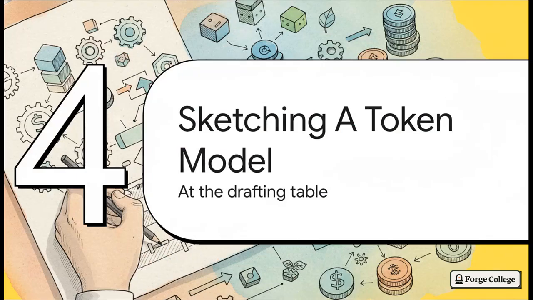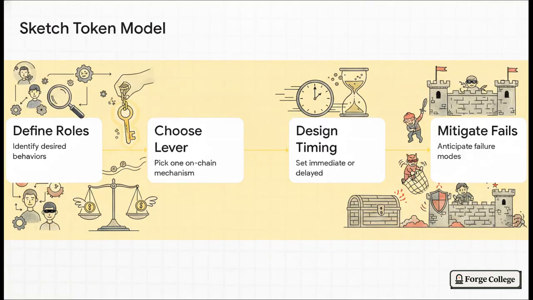Section 4. Sketching a token model. All right, it's your turn at the drafting table. Let's move through this and see how it builds. This is exactly the kind of practical thought exercise you tackle in our broader Forge College learning community. It's a 4-step workflow, and hey, don't worry, no advanced math required here, just solid structural logic.